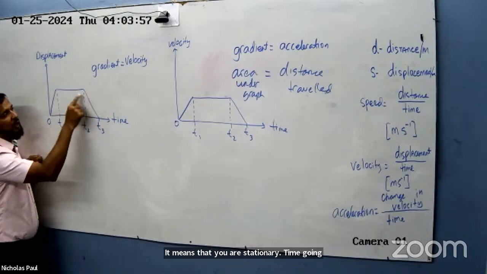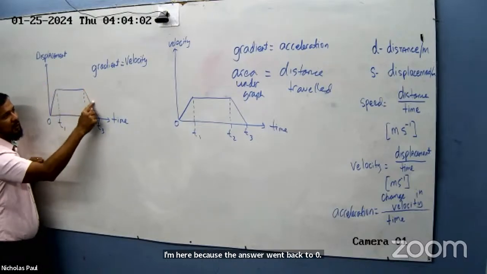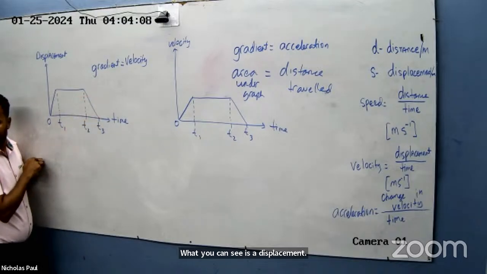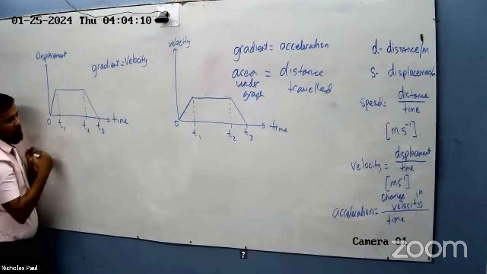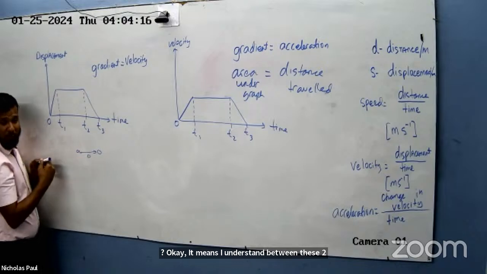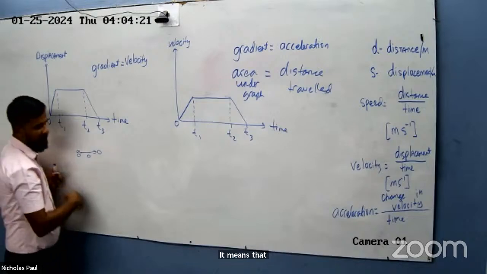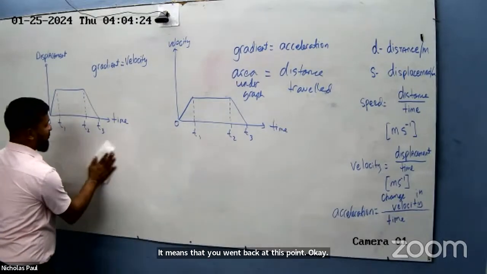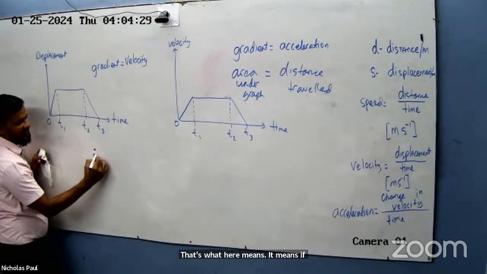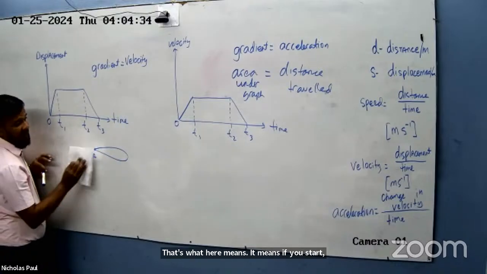And here, because the answer went back to 0, what you can say is that your object, or wherever it was, went back to the starting point. Okay? If your displacement is 0, it means that the distance between these 2 points is 0. So it means that you went back to the starting point. If you start at A, you went back and you finish at A. All right? If your displacement is 0.